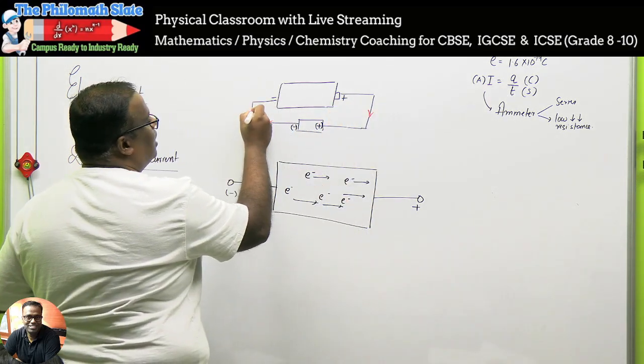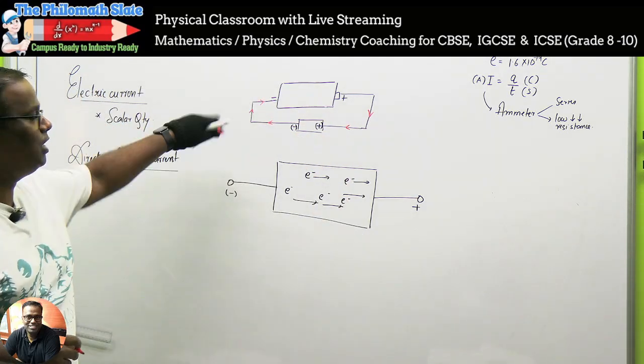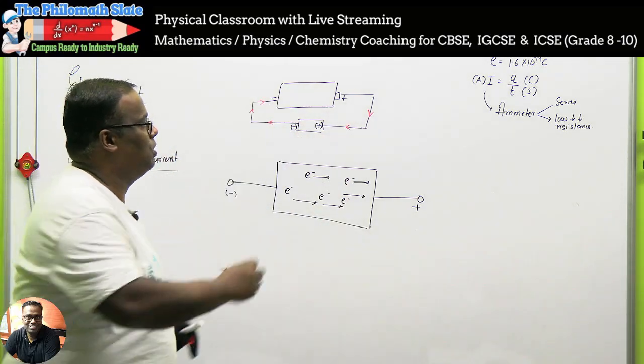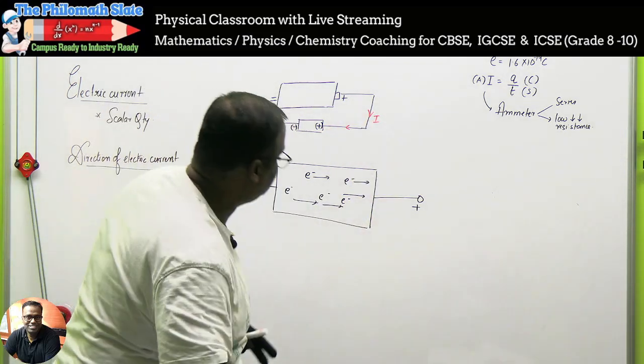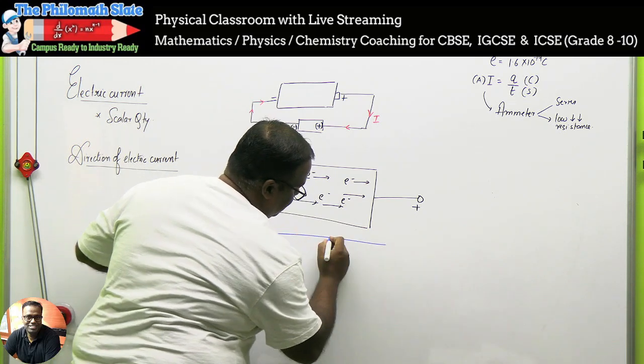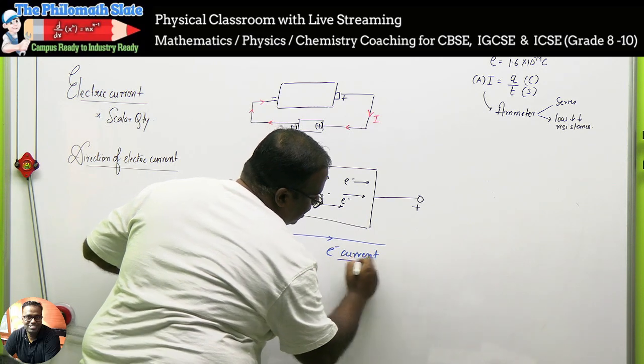Now listen to the story behind this, it's a very interesting story. Is it understood? Electric current is moving this way. This is the direction of electric current, whereas how are the electrons moving? The electrons are moving in this direction. So this is the electron current. Now let me come back and explain this thing.